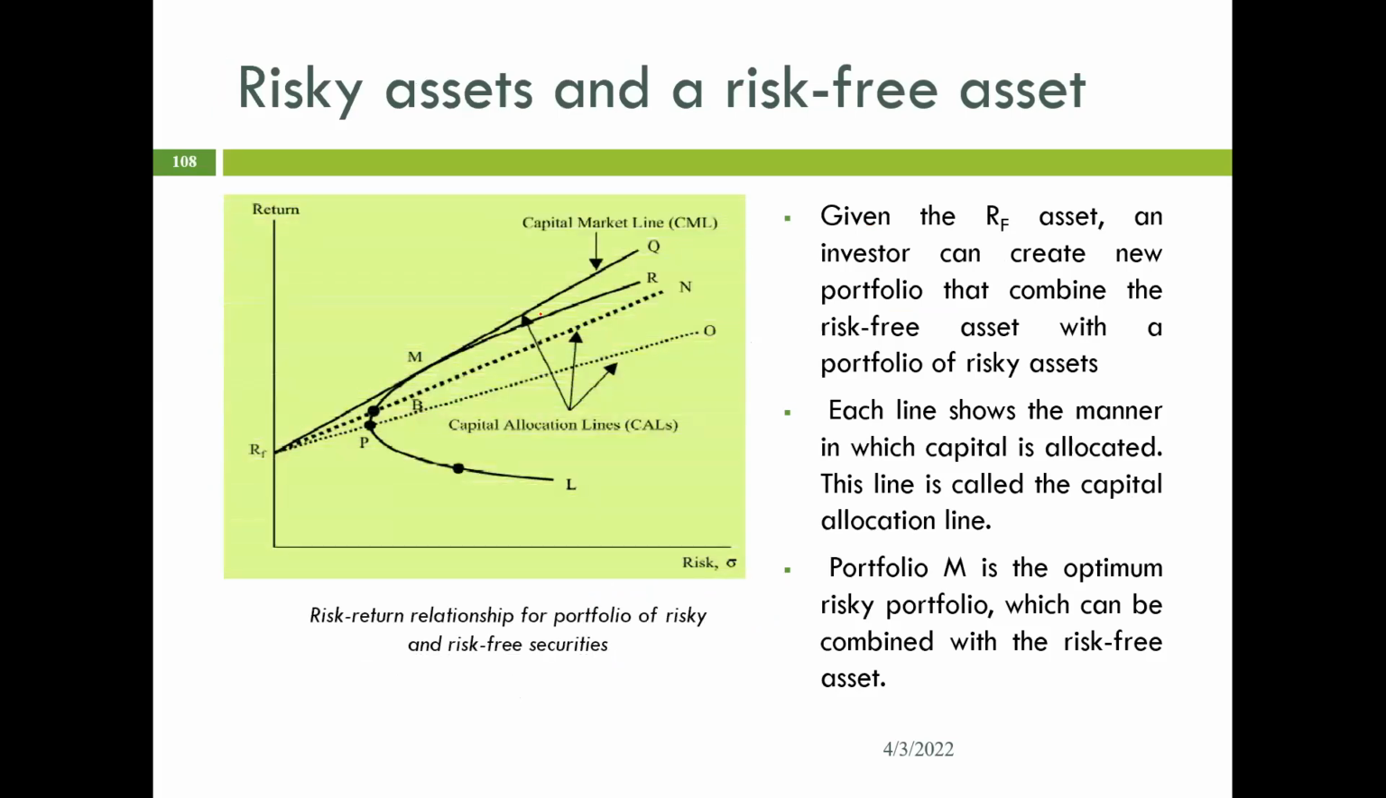So then your efficient frontier looks like this. It goes like this. When you combine the risk-free investment with the market portfolio, your efficient frontier goes from RF to M to Q.